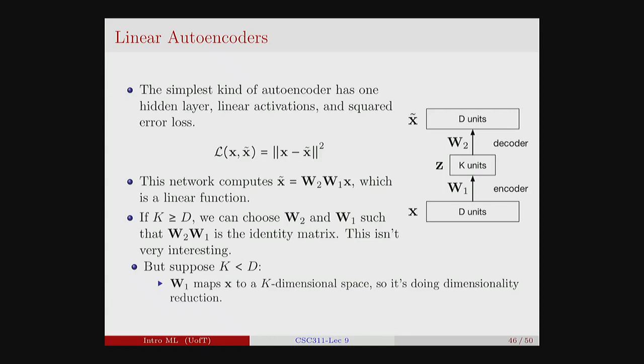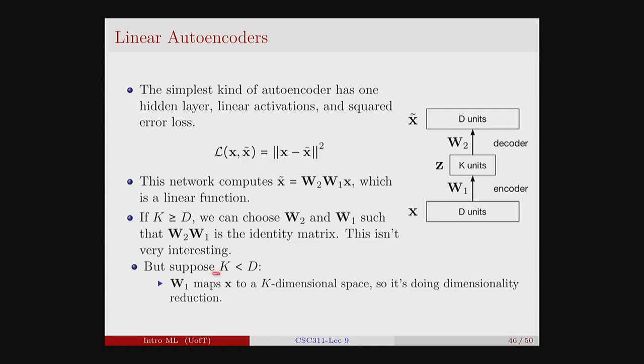So in this particular case, this network is computing the function W2 W1 X. This is your first linear layer, there's no activation, and then you apply that output to your second linear layer, again no activation, and that's exactly your reconstruction. And now you're going to minimize the reconstruction error. So if k is greater than or equal to d, we can obviously choose W2 and W1 such that the product of the two is the identity matrix as our solution to linear autoencoding.